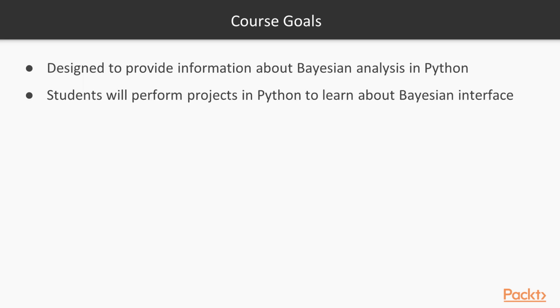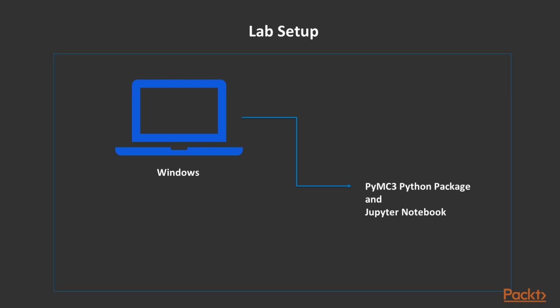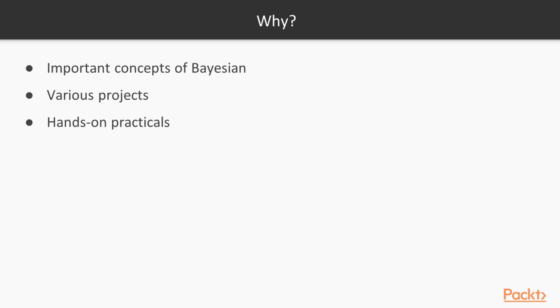Let's talk about the course goals. This course is going to provide information about Bayesian analysis using Python. And we are going to perform various kinds of projects in Python to learn more about Bayesian inference. The setup is very simple. We have a Windows machine, and inside it, we are going to set up the PyMC3 Python package and Jupyter Notebook for performing projects.